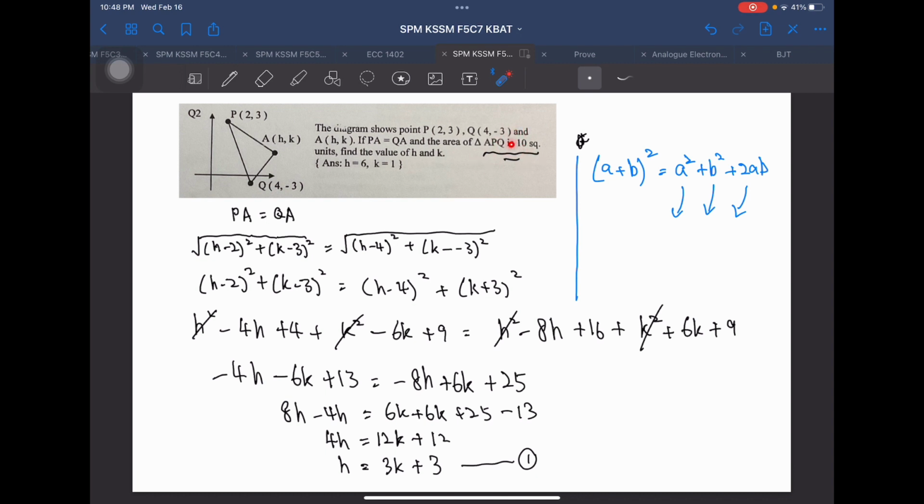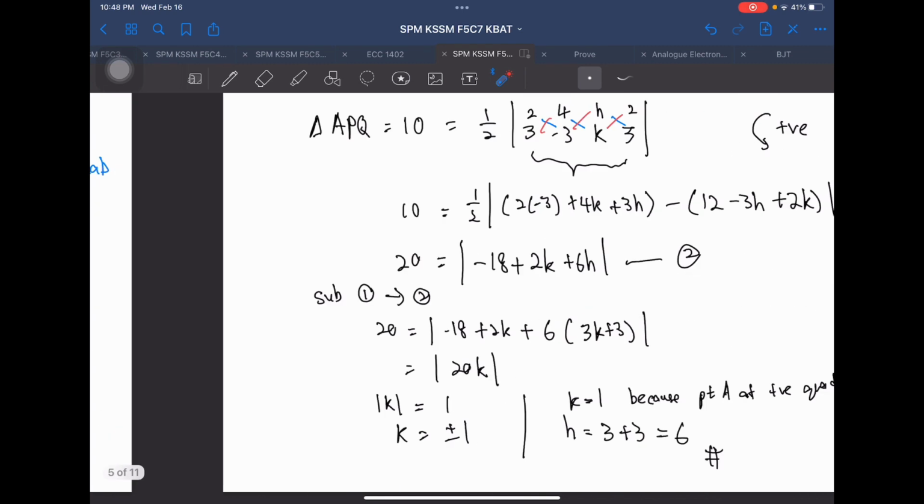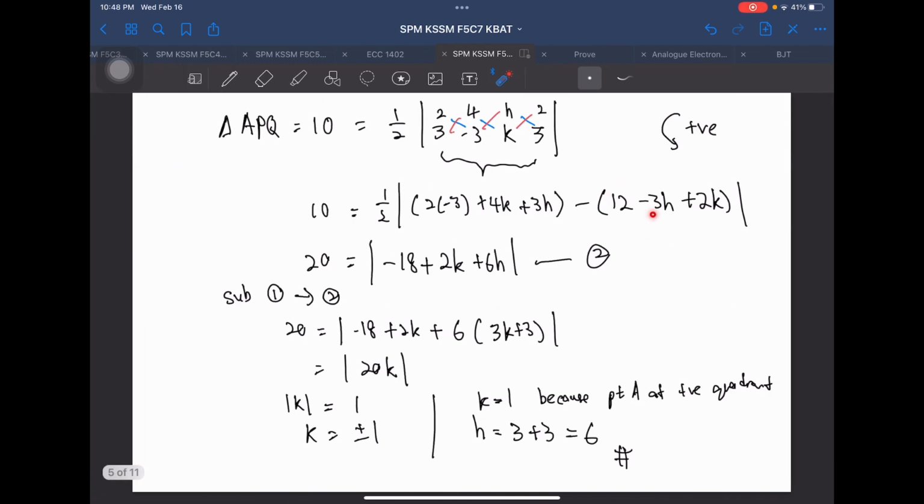From here we need to understand that we can use this to get the second equation, and you have the first equation, the second equation, and two variables, which is a simultaneous equation. So let's move on to the second part. Use the area formula. What is the first point? So A is 2, 3, then B, C, and then come back to A.